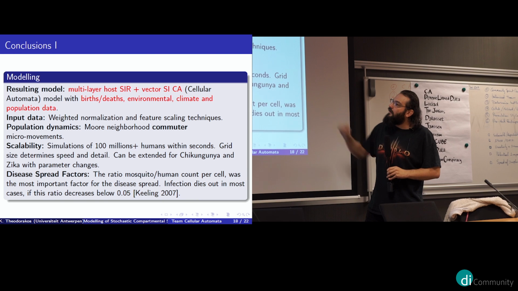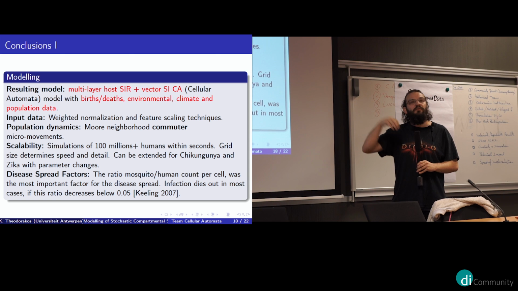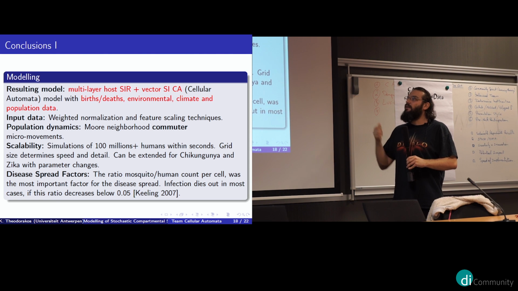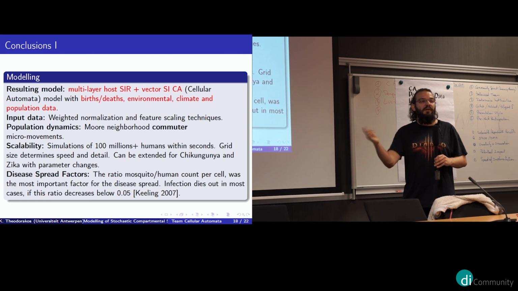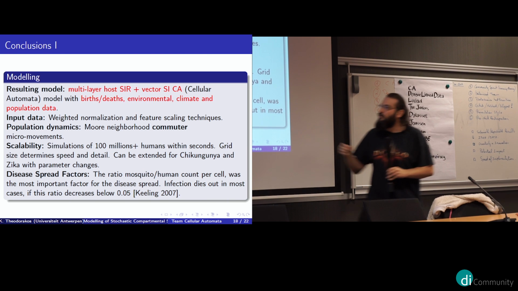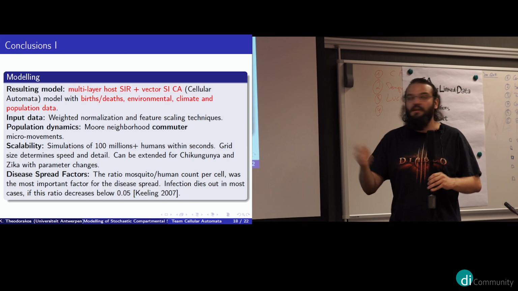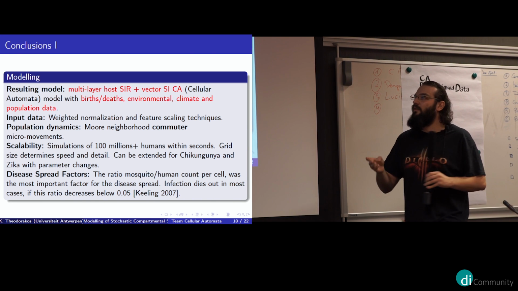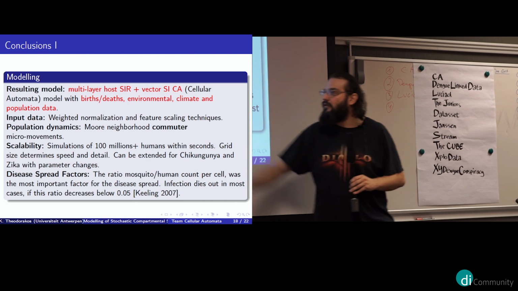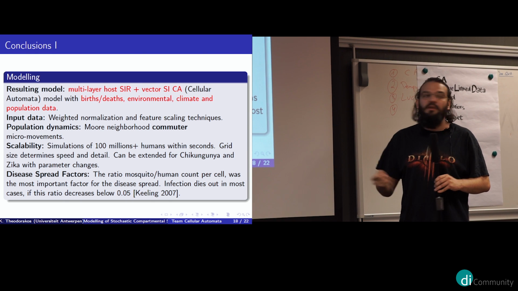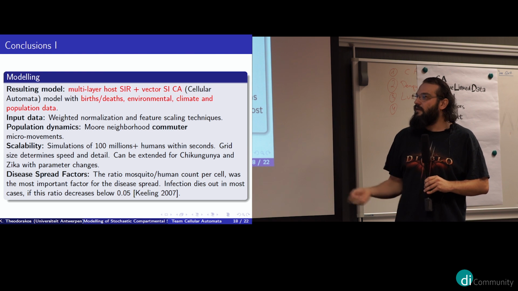On population dynamics, I simulate that the humans travel to neighboring cells. On large scales, we shouldn't take into account the mosquito movements because they only travel 100 meters away from their birthplace. On scalability, I can simulate millions of humans and mosquitoes in just seconds rather than minutes or hours. And on disease spread factors, what I found, and it's also in the literature, is that the more mosquitoes we have in an area where there are many humans, the faster the spread.